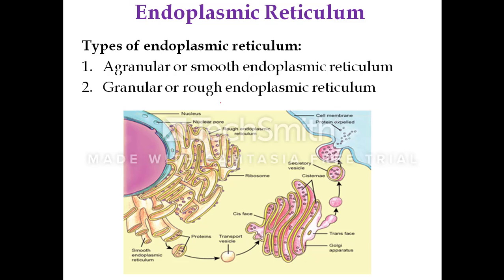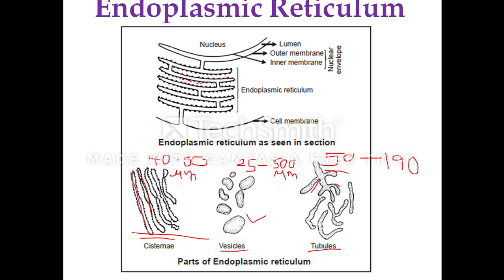Coming to the ultrastructure of the endoplasmic reticulum, the cavities of the cisternae, vesicles or tubules of endoplasmic reticulum are bounded by a thin membrane of 50 to 60 angstrom thickness, having an inner and an outer membrane.